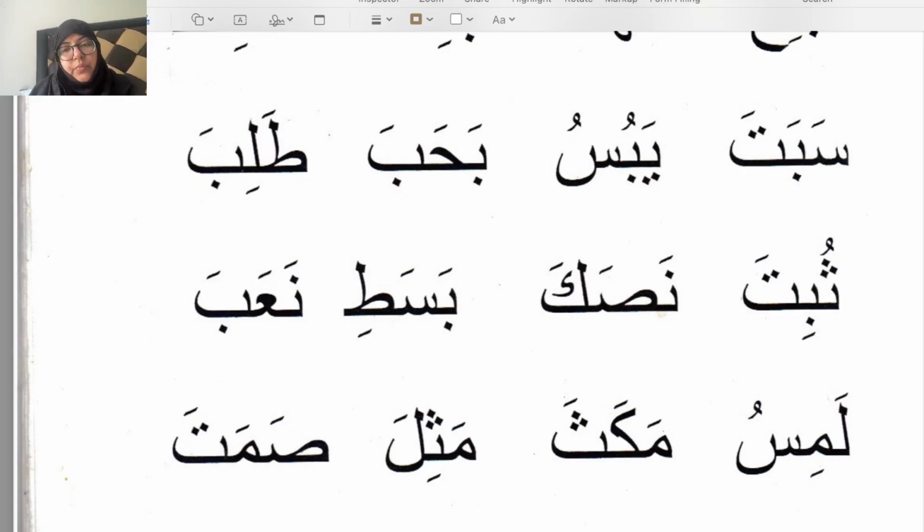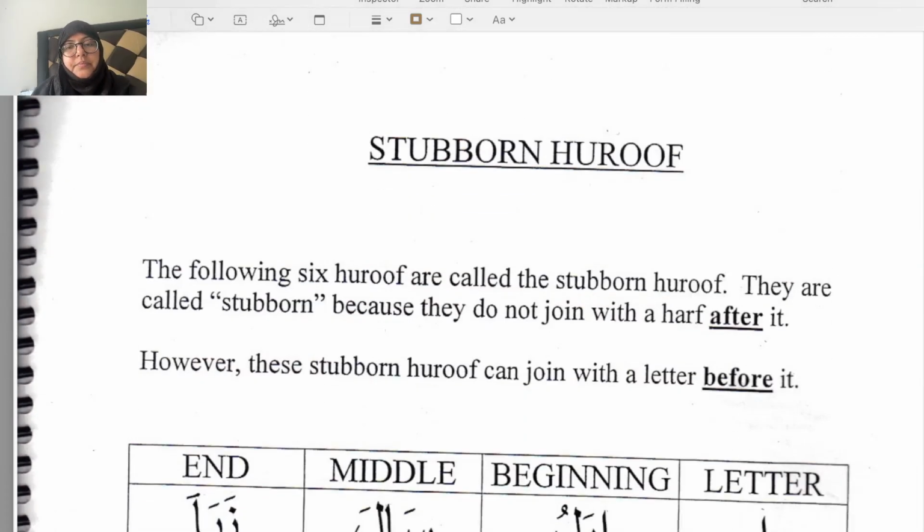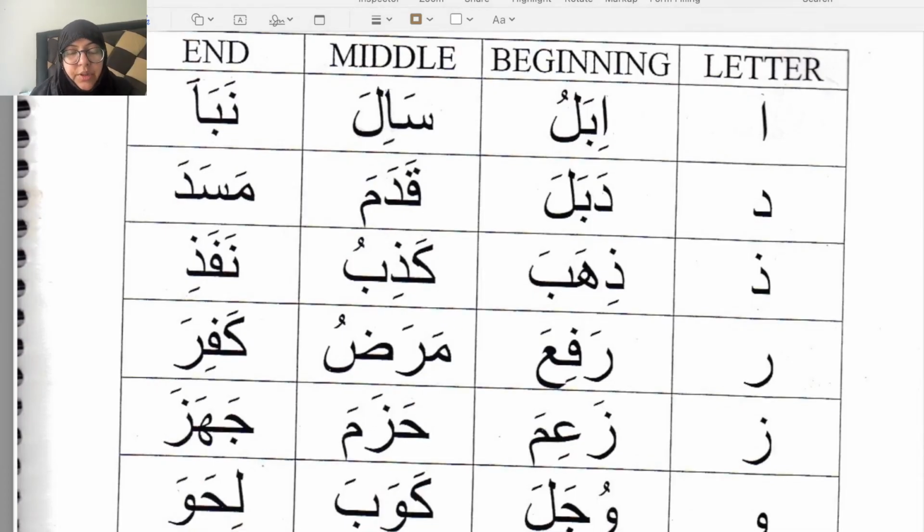Lamisu, lamisu. Makatha, makatha. Mathila, mathila. Swamata, swamata. Then we are having stubborn hurufs.